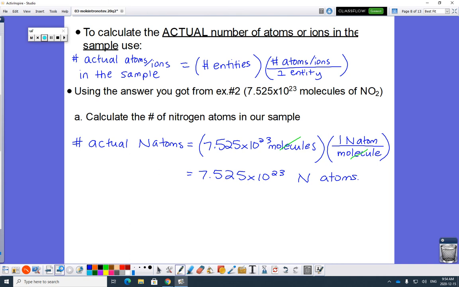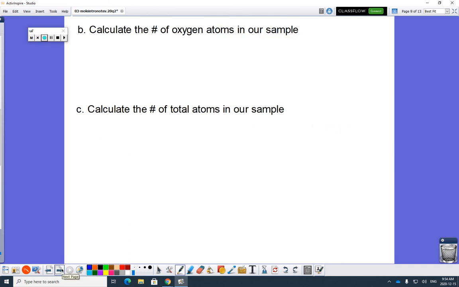Okay. So now we're going to do oxygen atoms. You do the same thing. How many oxygen atoms are there in one molecule? There's 2, but we have 7.525 times 10 to the 23 molecules, so we're going to multiply.